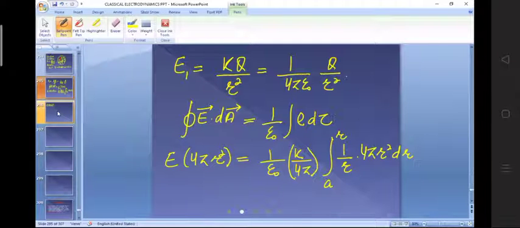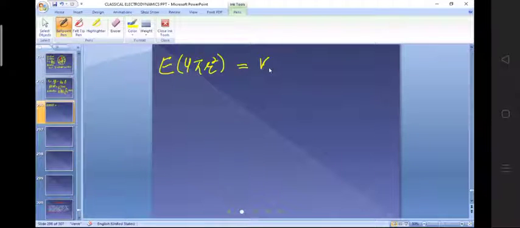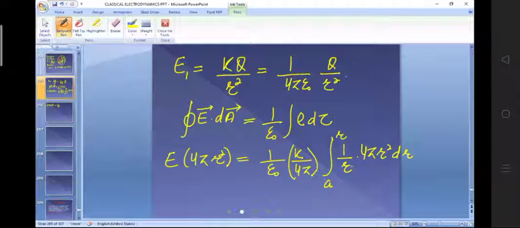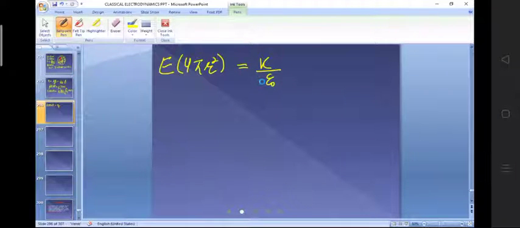This will be equal to k divided by epsilon naught. Then integration of what here? This will be r and r will cancel, so this will be r square by 2, isn't it? Then applying lower limit and upper limit, finally it will be something here 2, and then here it will be r square minus a square. Okay, so the electrostatic field finally will be equal to this.